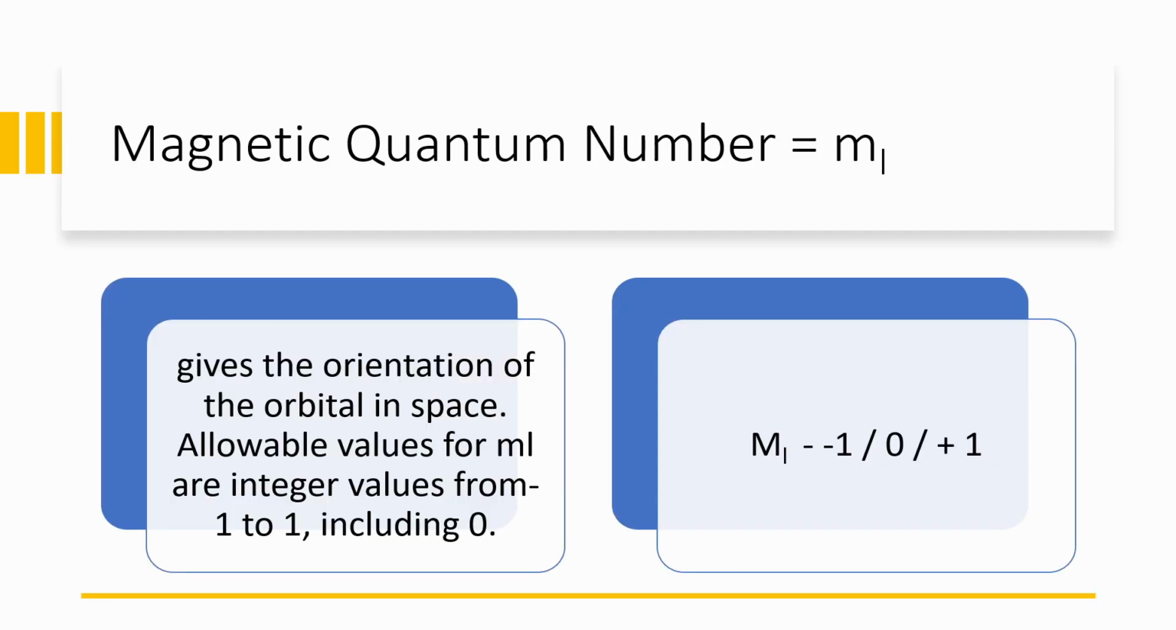The next quantum number is the magnetic quantum number. The magnetic quantum number, ML, gives the orientation of the orbital in space. The allowable values for ML are integer values ranging from -l to +l, so here 1, 0, and -1. The magnetic quantum number can also be written as lowercase m, not milliliters. Okay? And here it can only range from -1, 0, and +1.